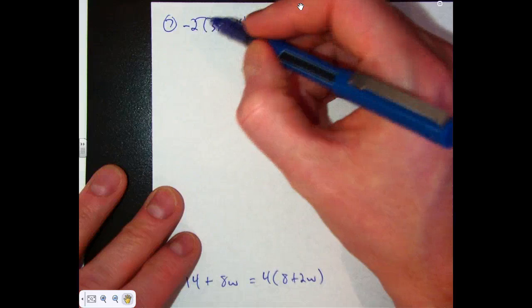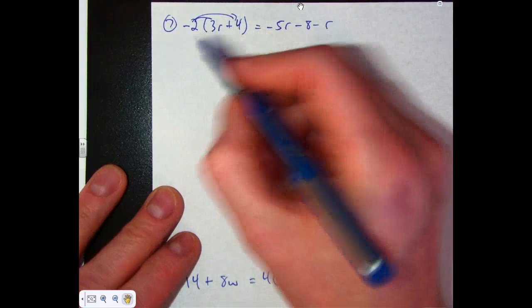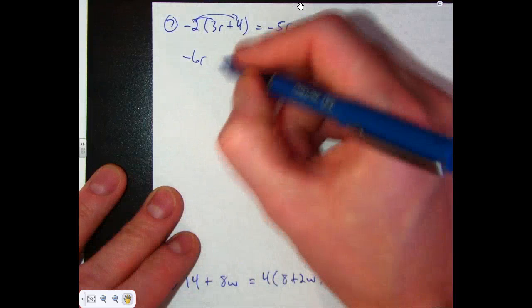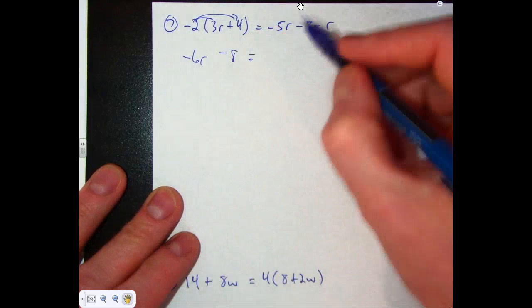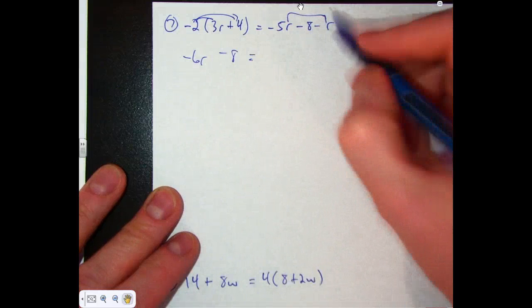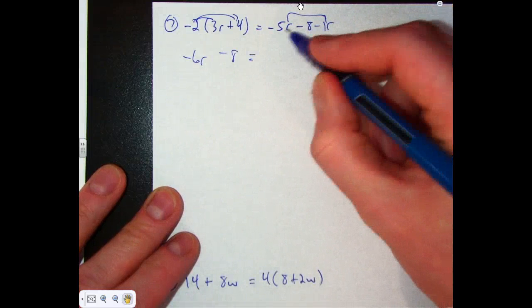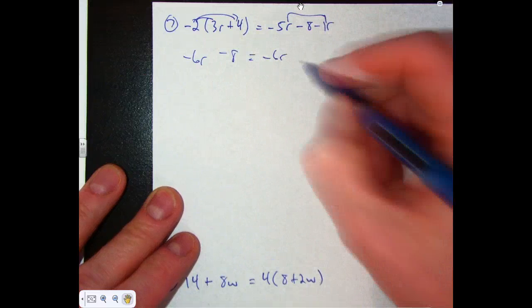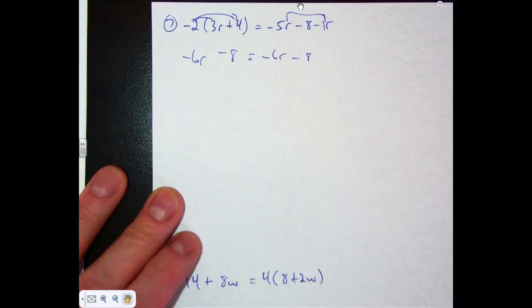So distribute the negative 2 first on the left. Negative 2 times 3r is negative 6r. Negative 2 times 4 is negative 8. Combine like terms here on the right. Negative 5r and negative 1r. They're both negative because it's negative 5r and then it's minus 1r. That's negative 6r minus 8.